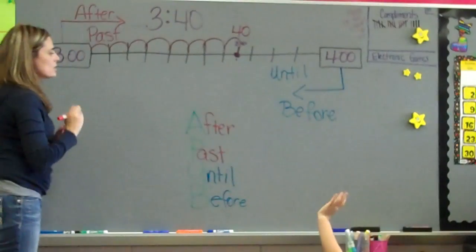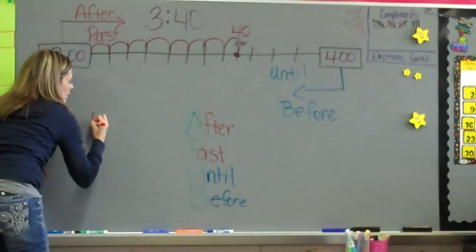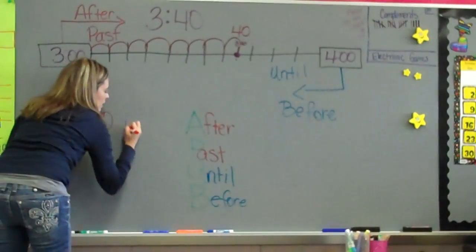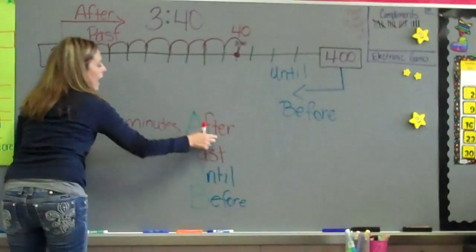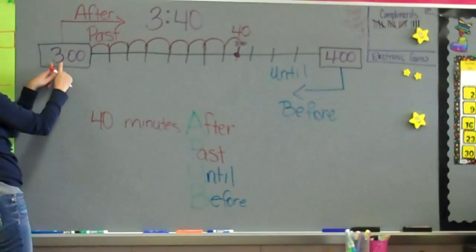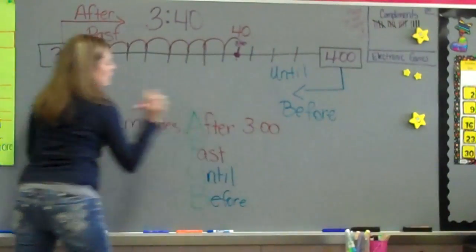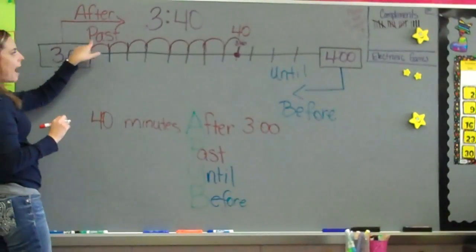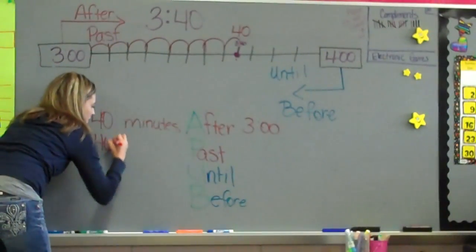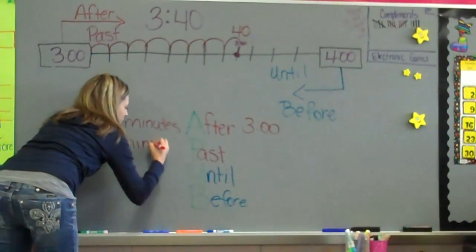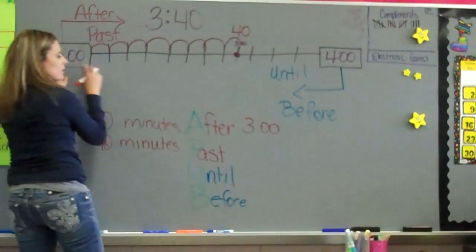40 minutes. So now I'm going to write. How many minutes? 40. So I'm going to have 40 minutes after what? This box. After what time? After 3 o'clock. So I've used my word after. Now I'm going to use my word past. How many minutes? 40 minutes past 3 o'clock.